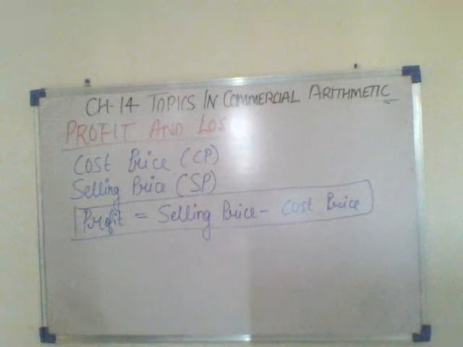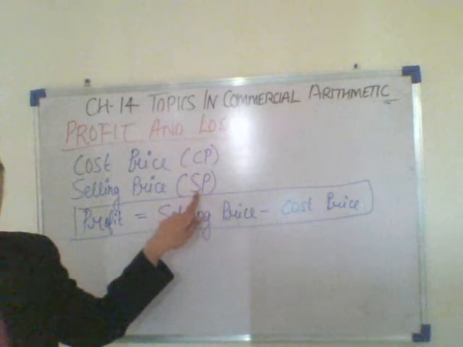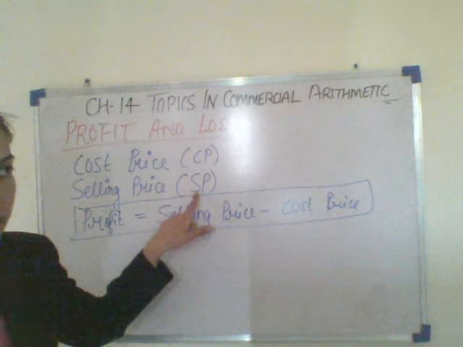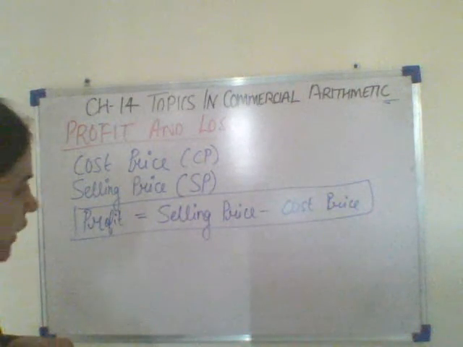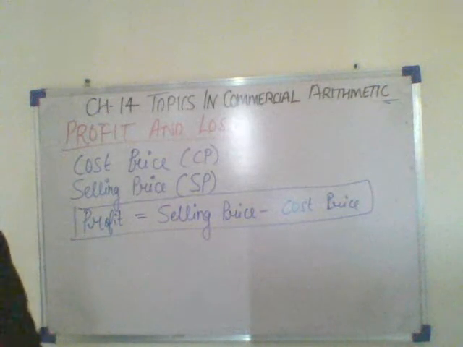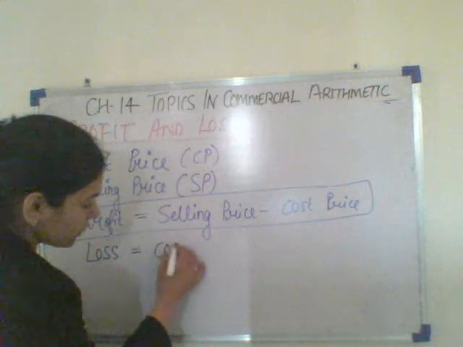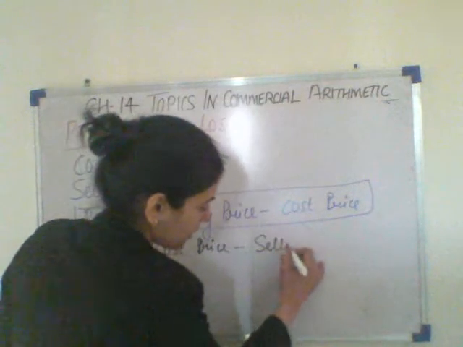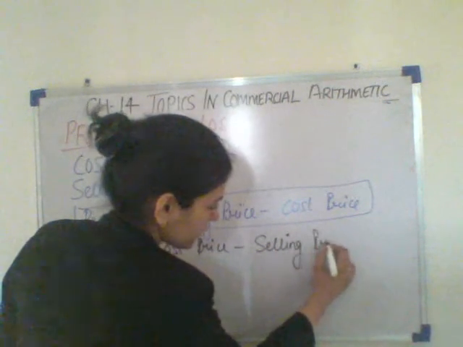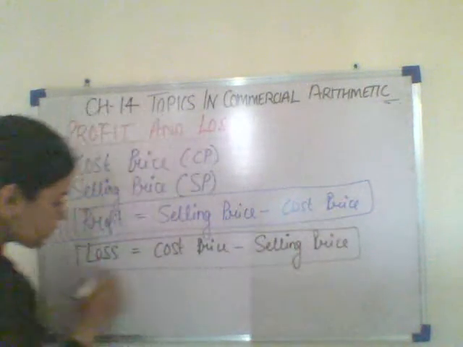When the selling price of an article is less than the cost price, then a loss is made. Whenever the selling price is less, there will be loss. Whenever the selling price is more, there will be profit. So how to find the loss? The loss will be equal to the cost price minus selling price. By this formula we find the loss.